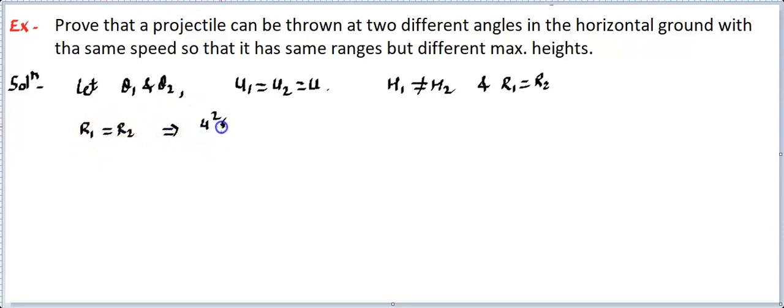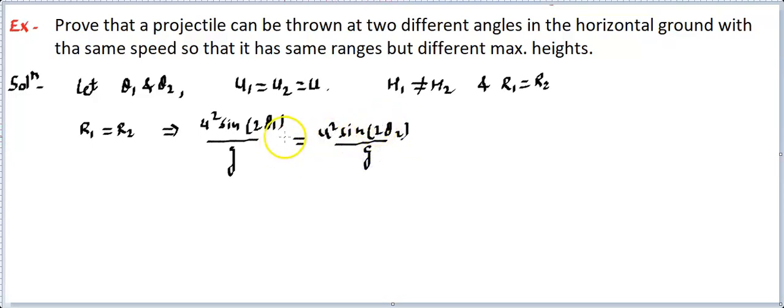The formula goes like u square sine 2 theta 1 divided by g for the first case, should be equal to u square sine 2 theta 2 divided by g. When we equate this, we get sine 2 theta 1 equal to sine 2 theta 2, which is a trigonometric equation that we can solve. The obvious solution is theta 1 equal to theta 2, but we are not expecting that.